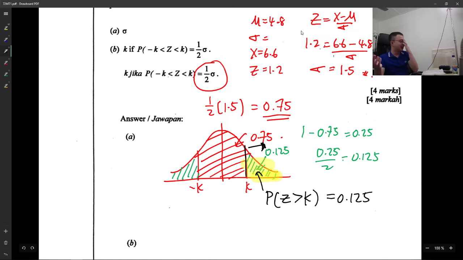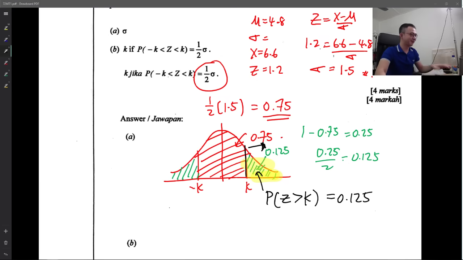Alright, so after you realize this one is bigger than k, then you can find your z value table. Do we have the z value table here? We don't. Okay, let me just download the z value table quickly, then I can show you how to find it. This one you have to use the table, there's no choice.